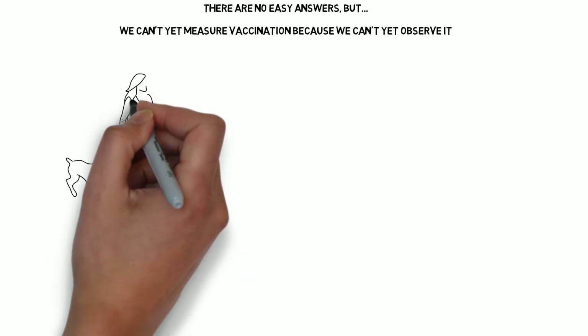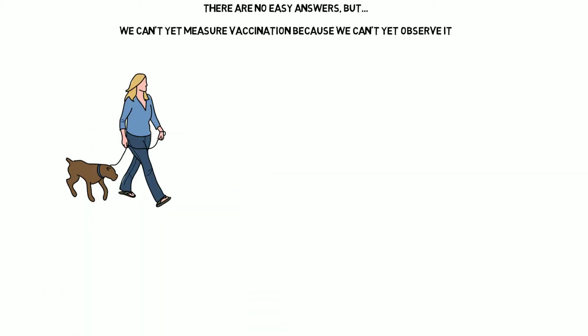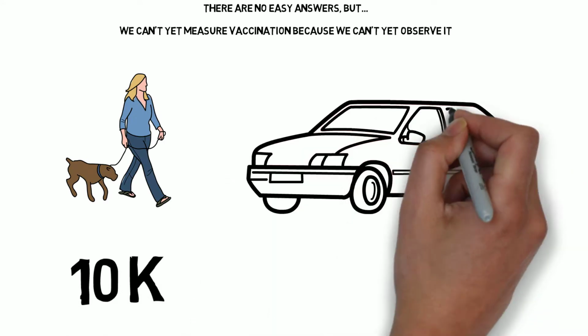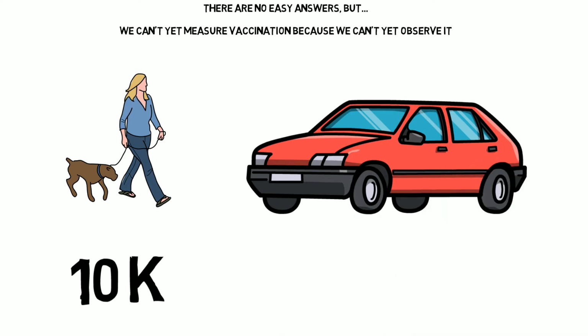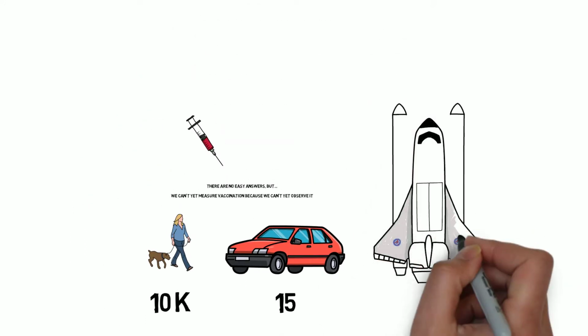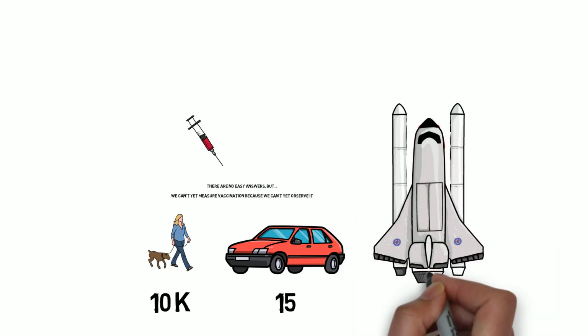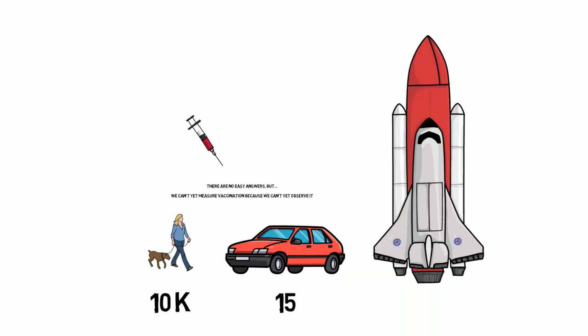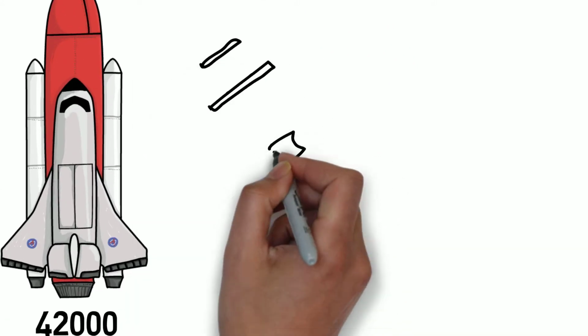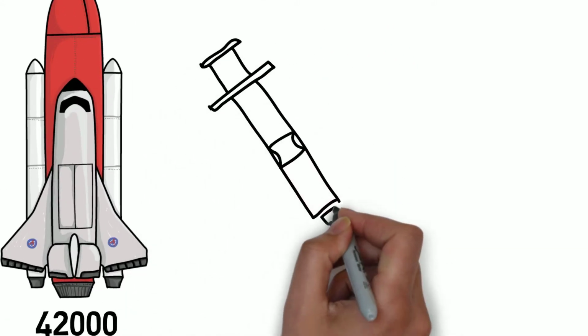We can measure the number of steps you take each day, maybe 10,000. The number of gallons of gas it takes for the average person to get to and from work each week, 15. We can even measure the number of pounds of fuel it takes to lift a person into orbit, 42,000. Why don't we have the same ability for vaccines?